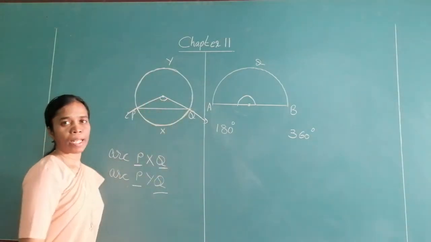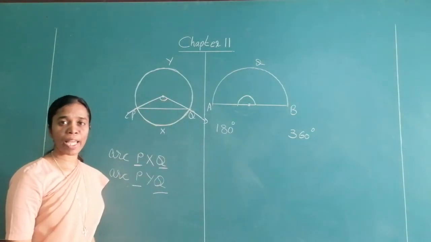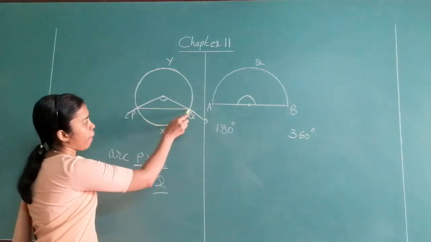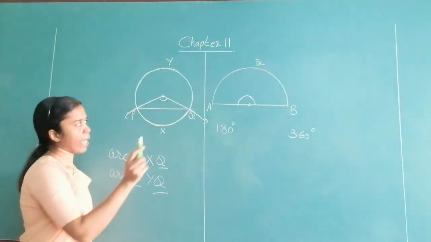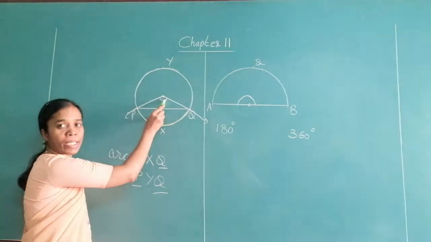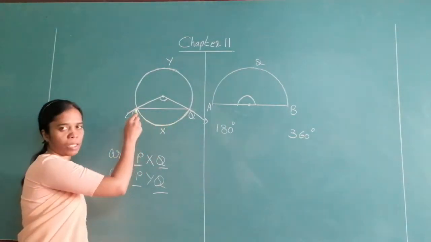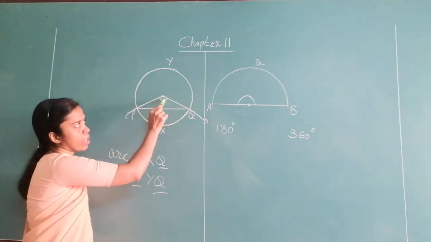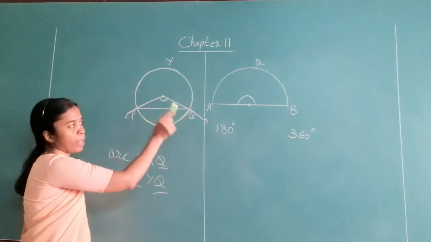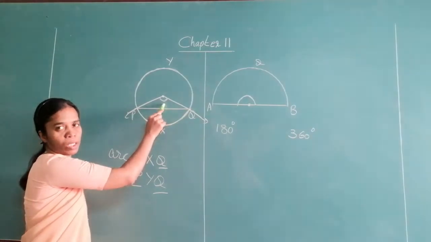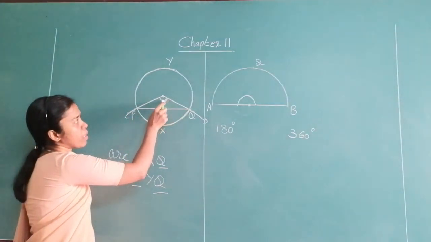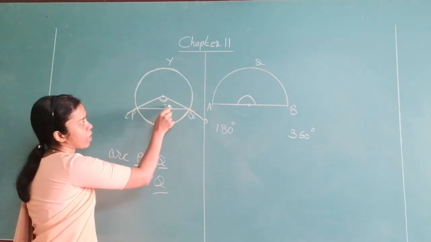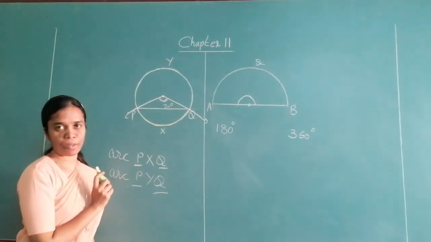So this central angle is the value of this minor arc that is created. That is the angle subtended at the center by the arc. The angle subtended at the center by the arc is called the central angle of this arc. Okay. Suppose this is 70 degrees.